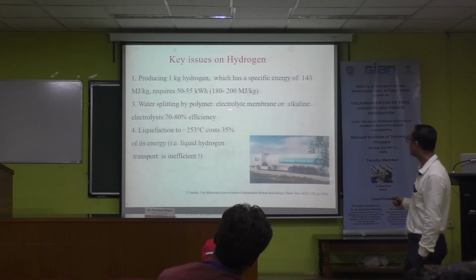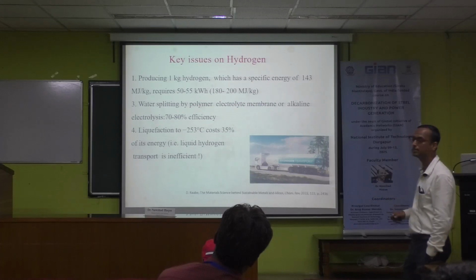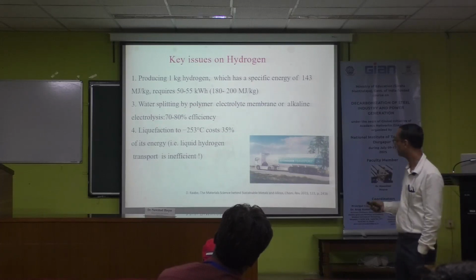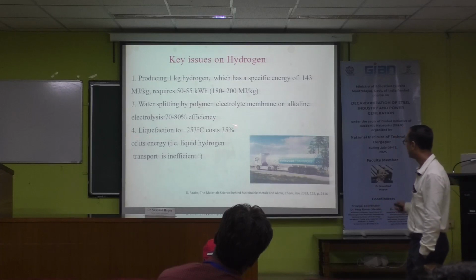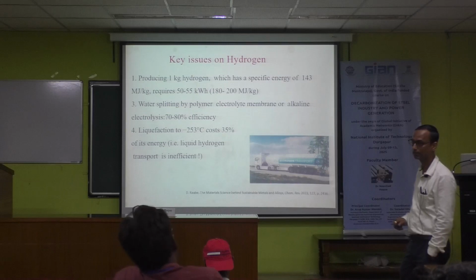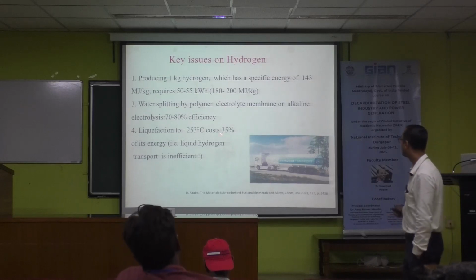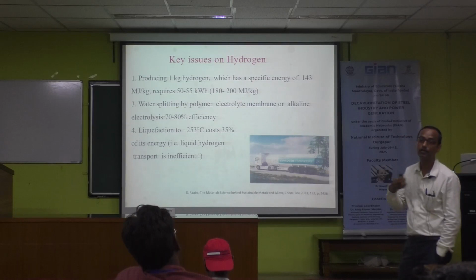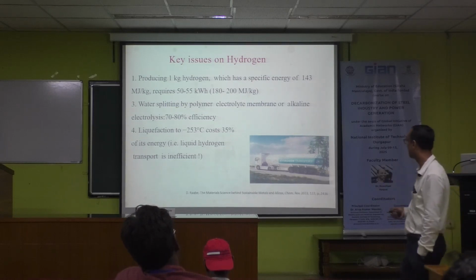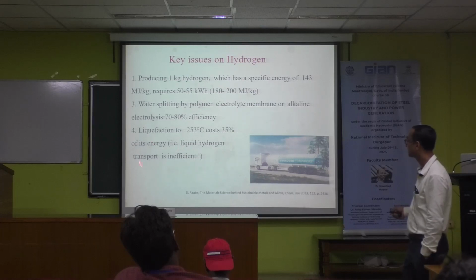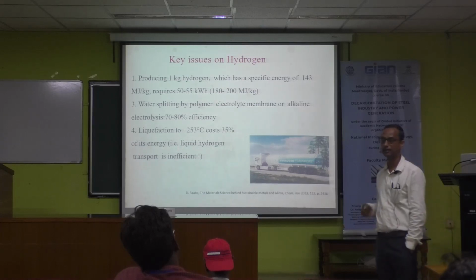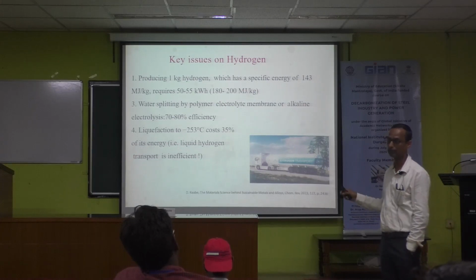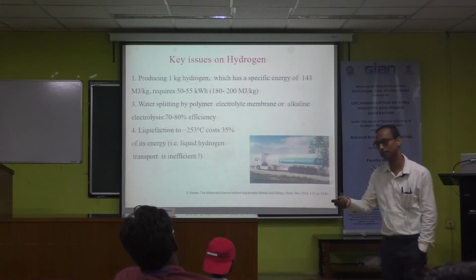water splitting by polymer electrolyte membrane electrolyzer or alkaline electrolyzer, with efficiency of 73%. And for liquefying it, because it requires very low temperature, it adds more cost, about 35%. It means liquid hydrogen transport is inefficient because of the added cost. Okay, because a 30% higher cost means the hydrogen cost will also increase 30% more.